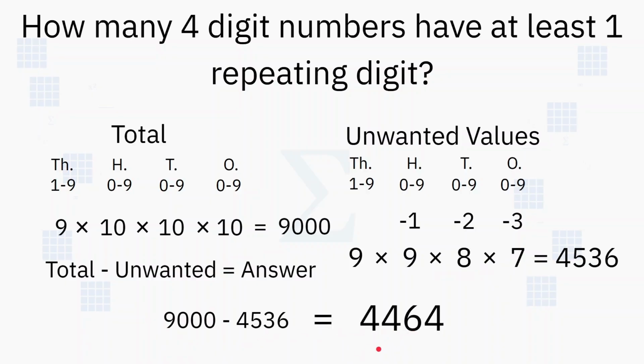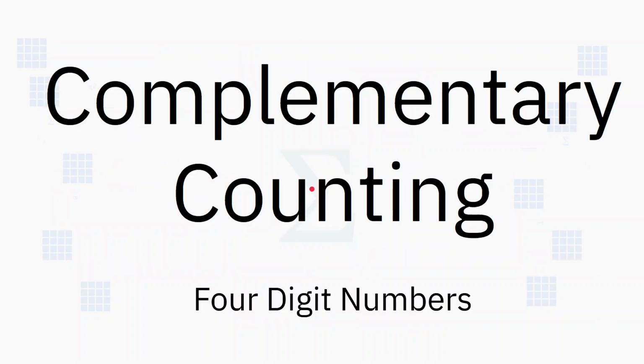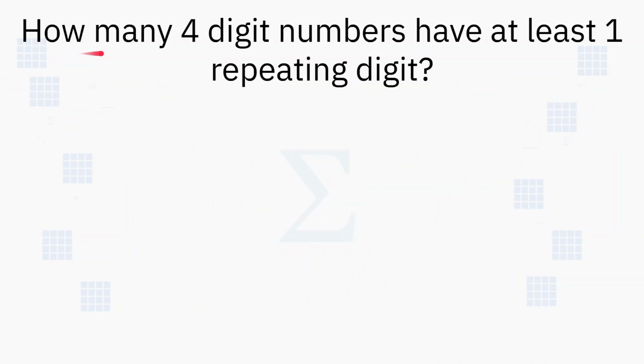Now, let's slow down and see how this actually works. For that, you need to understand complementary counting for 4-digit numbers. How many 4-digit numbers have at least one repeating digit? Let's go back to this problem.